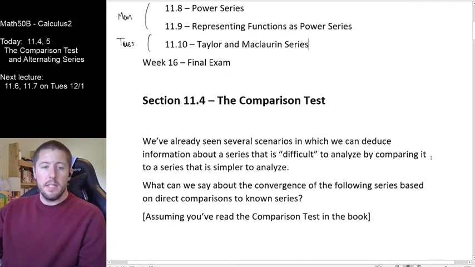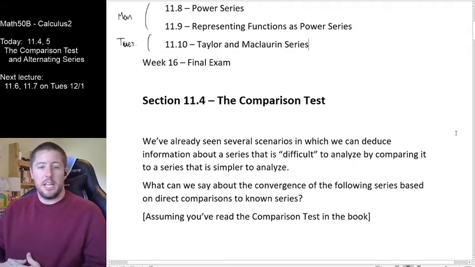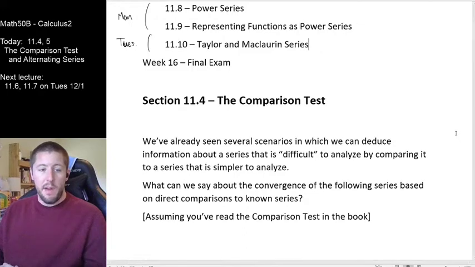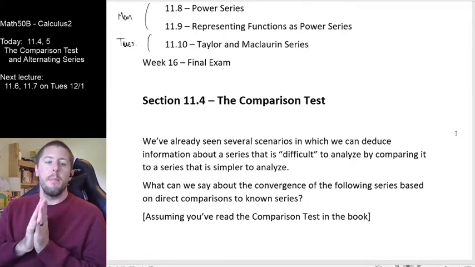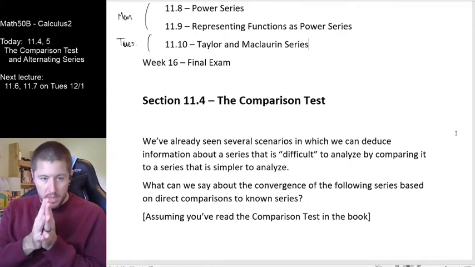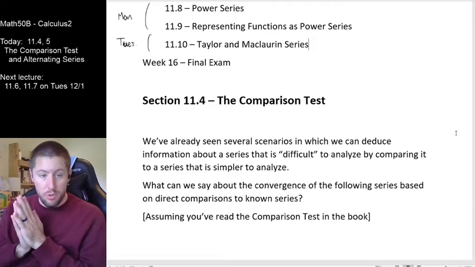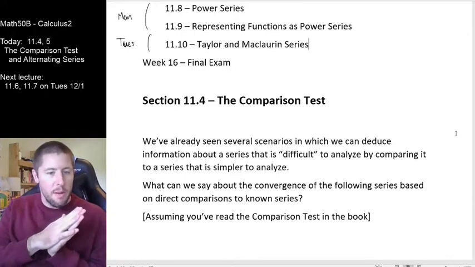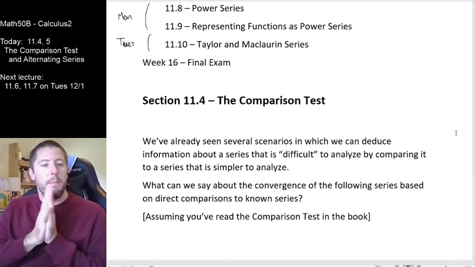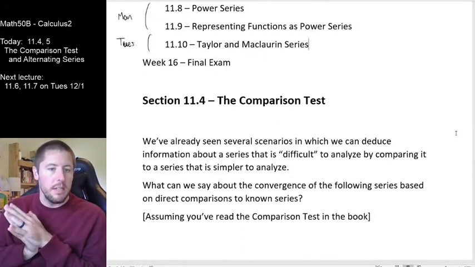The good news for us is that starting today with section 11.4, the title of the section is the comparison test, but we've already seen more than one comparison test in this class. We've said, listen, we can't really say for sure what's happening just by analyzing this one series or this one integral, but I can make a comparison between this series or integral and one that I do know a bunch about, and therefore I can deduce the information I want about the complicated integral or series based on what I already know about the simpler integral or series.